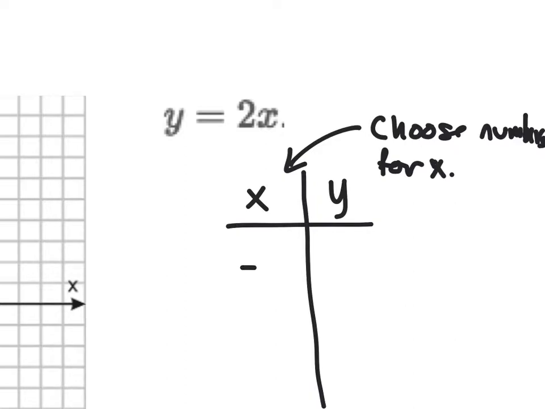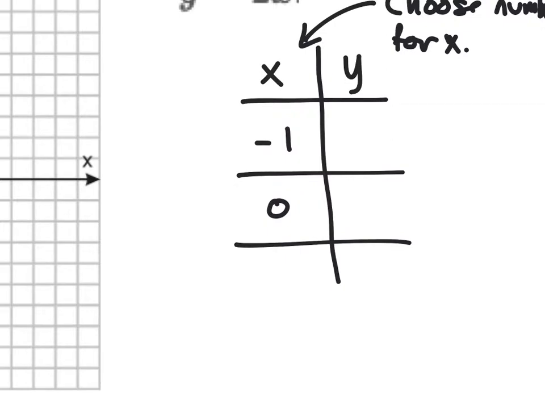Typically what I do is I choose -1, 0, and +1. One of the reasons why I choose 0 is because it's such an easy number to operate with, but it's also going to give me my y-intercept, which is what we want. The y-intercept occurs when x equals 0. So what I'm going to do is this.